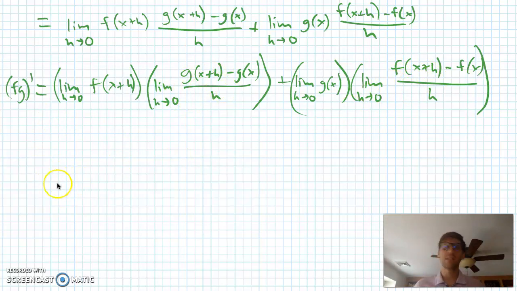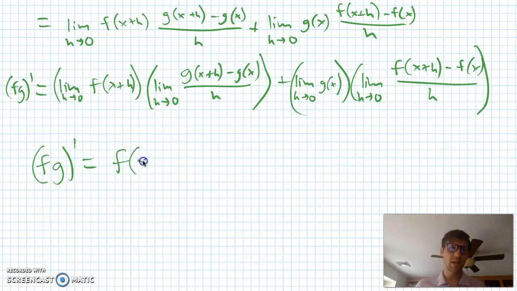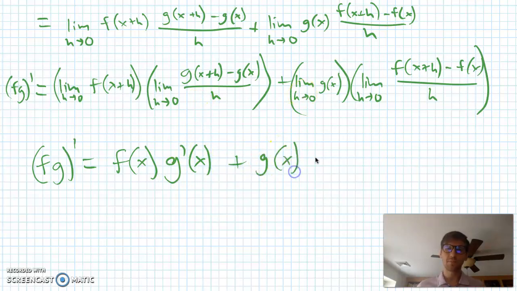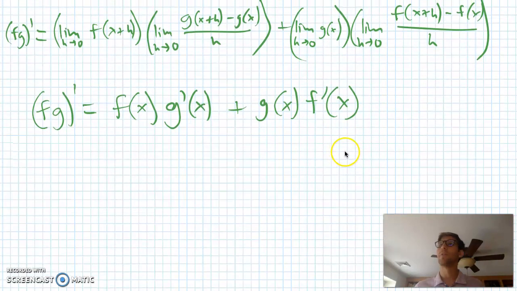So now we can see that the derivative of this product is indeed f of x, now that we can evaluate the limits, because when h is 0, that limit will be f of x. This is the definition of the derivative of g of x, or g prime of x. And then I'm going to have the opposite over here, which is, as I said, what we call the product rule.